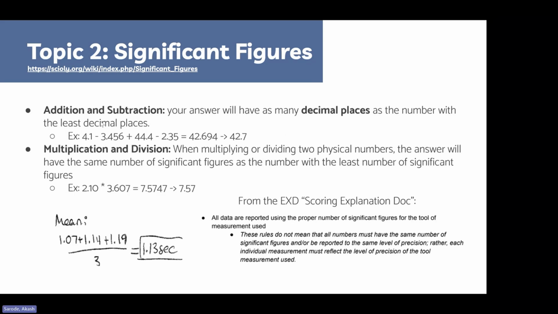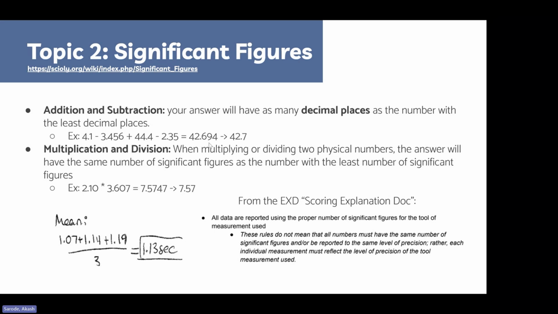So when it comes to addition and subtraction, the rule in terms of significant figures is basically that the result will have as many decimal places as the number you're adding or subtracting with the least decimal places. So in this example I have here, the number with the least decimal places out of these four numbers is 4.1, which goes to the tenths place. When you get your result, you're going to round that result to the tenths place.